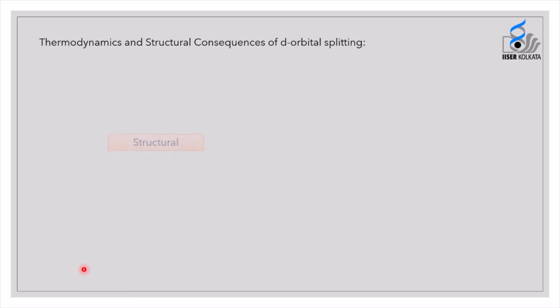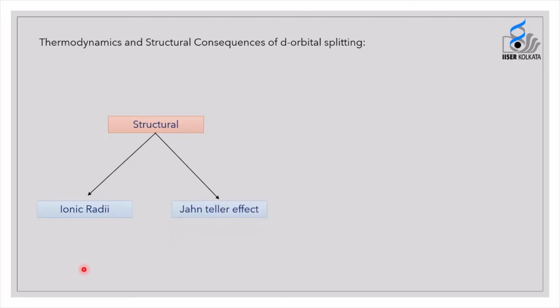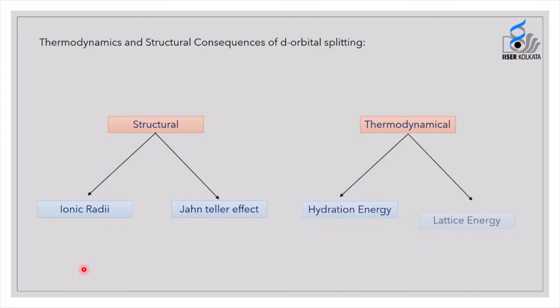So structural, we are going to see first. The first structural change is the change in the ionic radii, and the second is the Jahn-Teller effect, which we are going to read in a moment. After this, the thermodynamical effect: this is the effect caused on the enthalpy, and there are two main ones, basically hydration energy and lattice energy, which change due to this d-orbital splitting. Now first we are going to read about ionic radii.